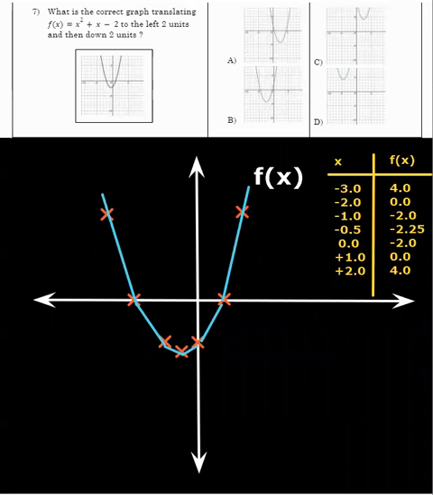Question 7. What is the correct graph translating x squared plus x minus 2 to the left 2 units and then down 2 units? Well, I took the liberty of drawing the 7-point parabola for this graph, which you can see here underneath the text for number 7. Those are 7 local points that can easily be mapped quickly.